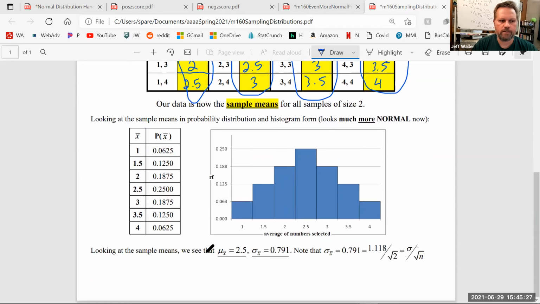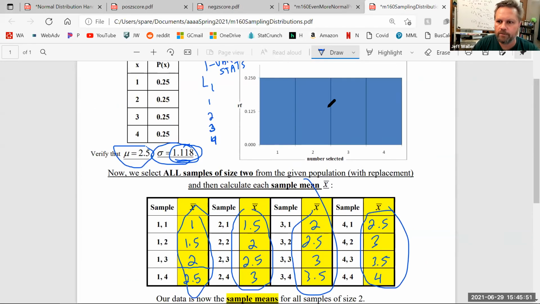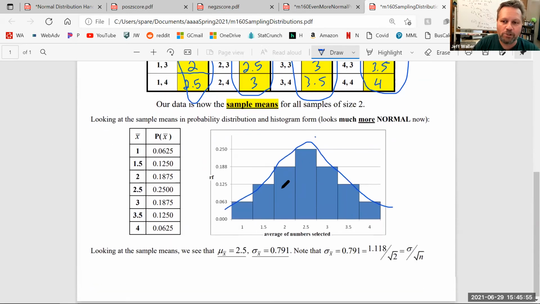All right. Now, here's the neat thing. This does look much more normal now, right? What was n supposed to be? n had to be greater than what in general to become normal enough? 30. So how is this already looking normal? Because 30 works for any distribution, no matter how ugly it is. Didn't it start off pretty normal already? Yes. It was already symmetric and all that. So after only a sample of 2, it's already looking pretty normal.